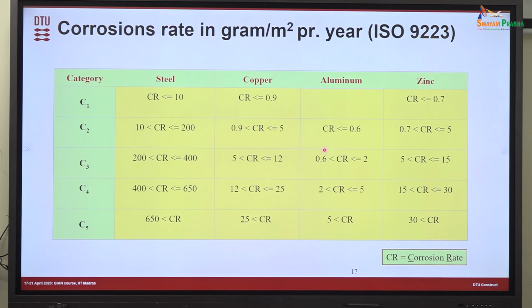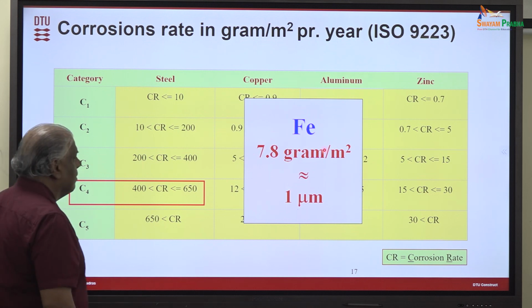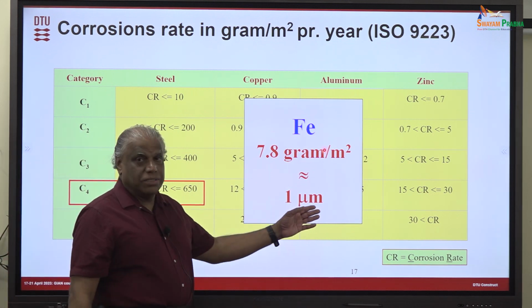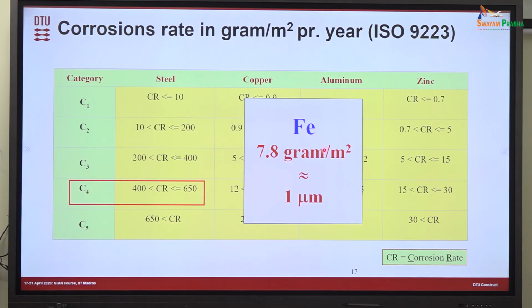So what does this mean? This is the corrosion rate in grams per meter square per year, which will not make much sense for us since it's in grams. So if you take C4 conditions, what it means is that it is about 1 micrometer per year. That is what you expect the corrosion rate to be around C4. You can convert that, right? So that's what we expect.